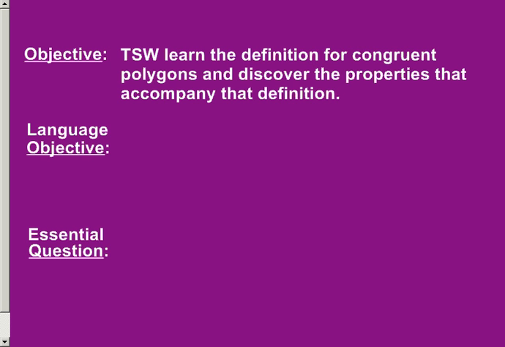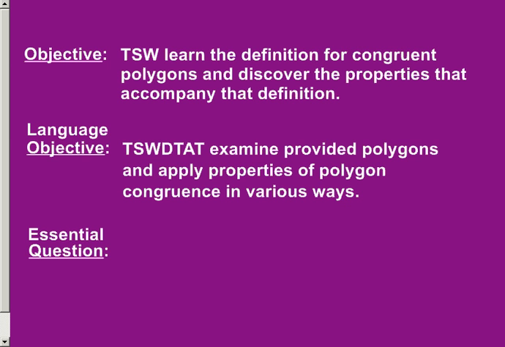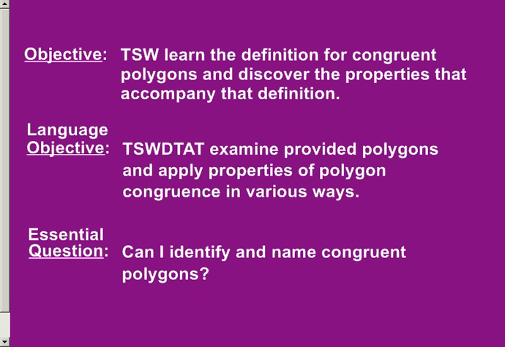Stated objective is to learn the definition for congruent polygons and discover the properties that accompany that definition. Now, congruent polygons is not a new topic for you. Probably spent a little bit of time in junior high working on them. Most of the information that you got there was good information. We're just going to add a few things to it. On your assignment, the student will demonstrate the ability to examine provided polygons and apply properties of polygon congruence in various ways. And your essential question for the day is, can I identify and name congruent polygons?